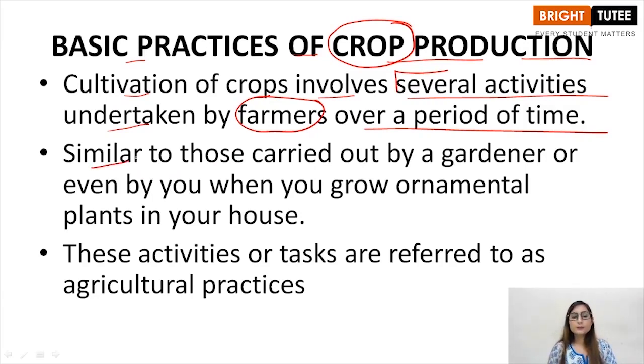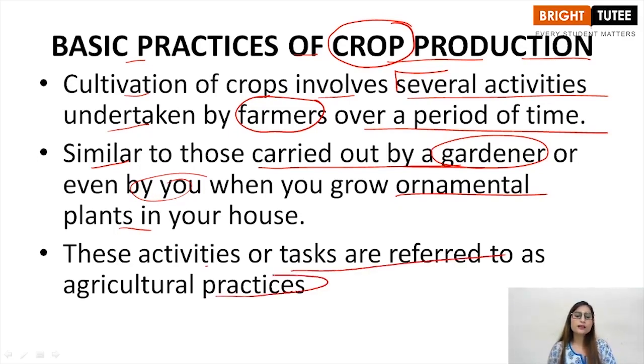These activities are similar to those carried out by a gardener or even by you when you grow ornamental plants in your house. There are certain practices that you also must do when you grow certain plants at your homes, such as flowers or aloe vera. These plants also require some basic gardening activities. Now there are some basic practices that we will be studying in this chapter. These activities or tasks are referred to as agricultural practices, and this is what we are going to see in this lecture, that what are the names of these agricultural activities.